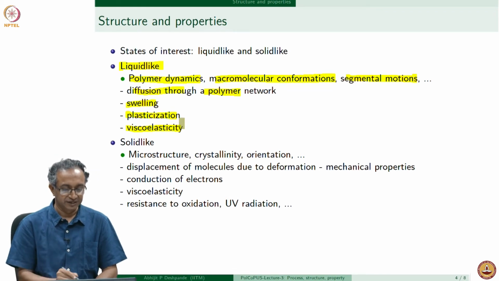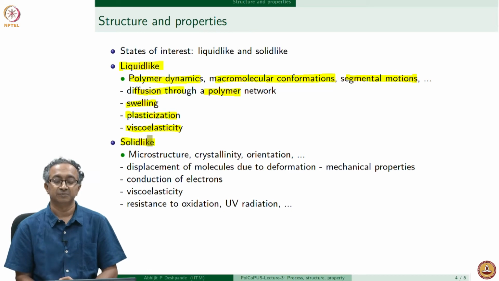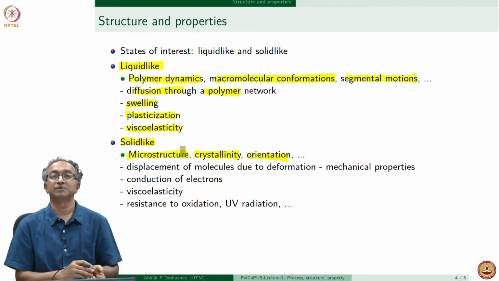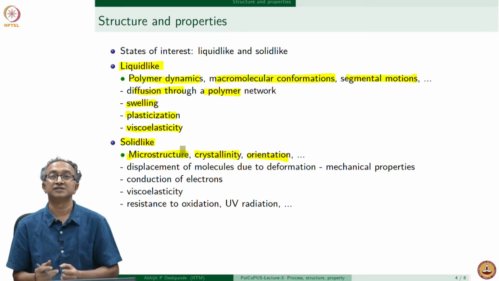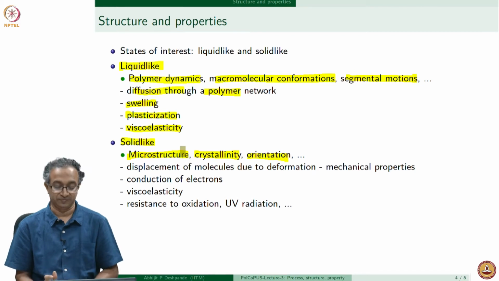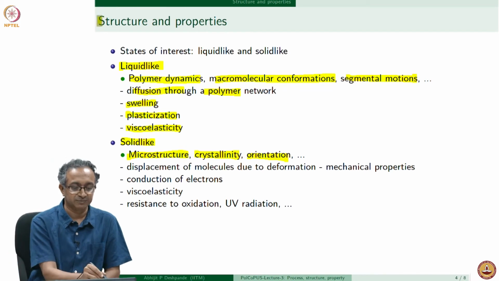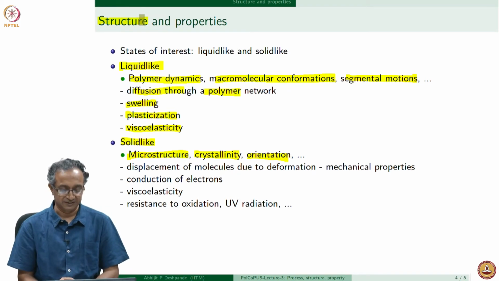characters. On the other hand, if we look at solid-like materials, then we need to know whether it's crystalline or amorphous material, what is the orientation of macromolecules, what are the ways in which molecules are arranged with respect to each other, or if we have a fiber and a polymer, how is the fiber arranged within the polymer matrix, and so on. So it's called the microstructure of the material. So this is also an aspect of structure of these materials.